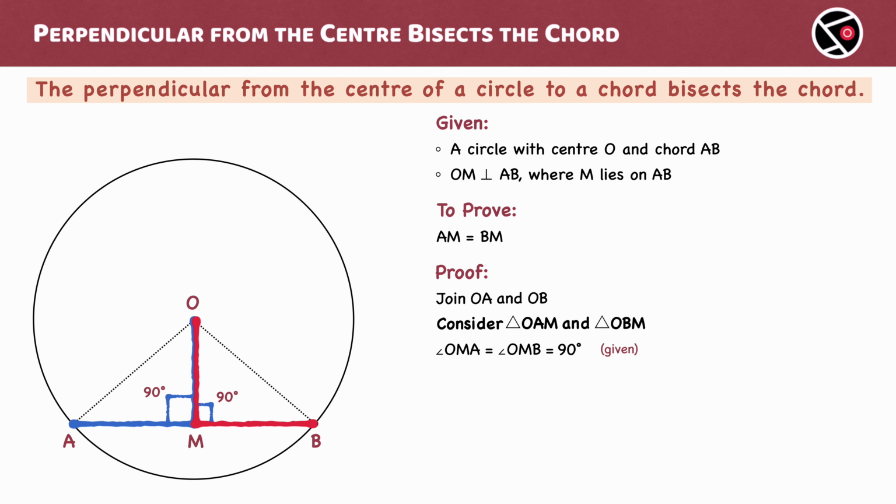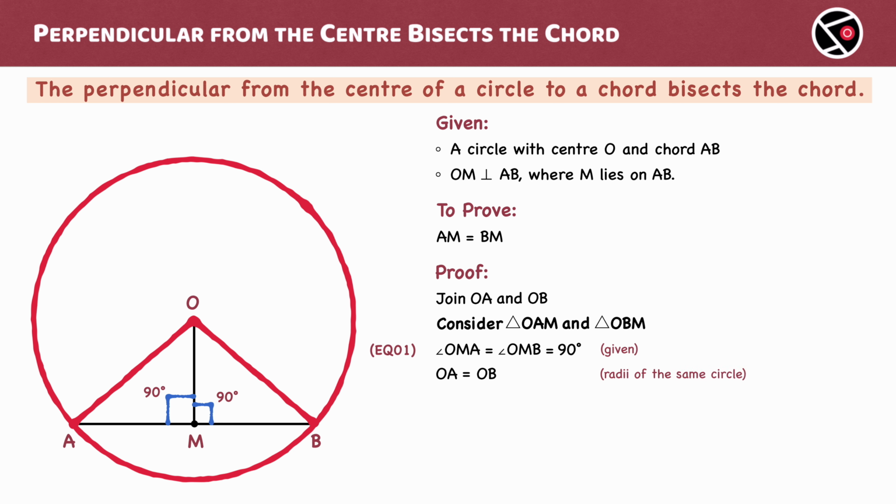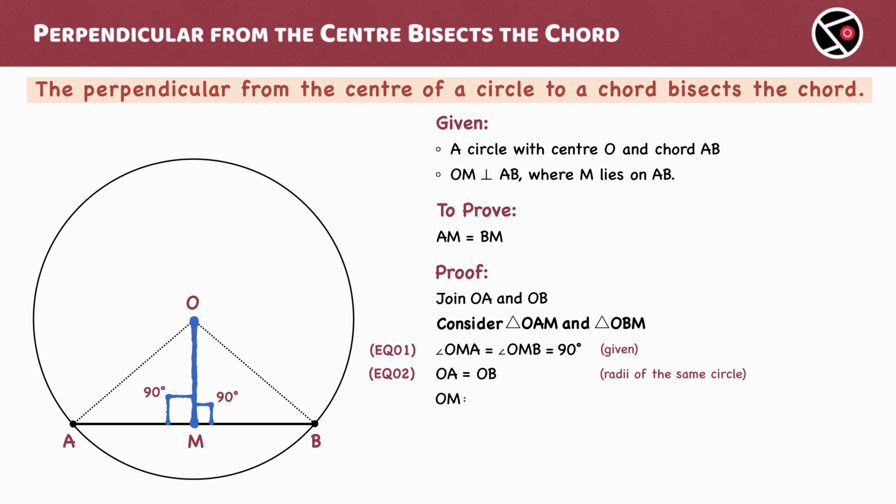We have two right-angled triangles. The hypotenuse OA of triangle OAM equals the hypotenuse OB of triangle OBM. OA and OB are radii of the same circle. Finally, OM equals OM. OM is common to both triangles.